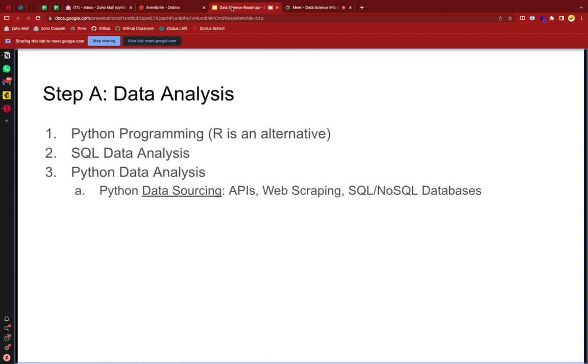And then the final layer will be, how do you integrate your SQL databases with Python? So my SQL queries are here, and I've been able to output these results. How do I bring these database outputs into the Python environment?